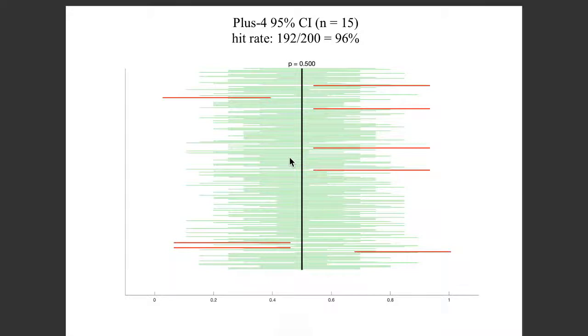That gives us an overall hit rate of 96%, which is a lot more like we would expect for a 95% confidence interval. Remember, we expect 95% on average of 95% confidence intervals to contain the true proportion. And here, in 200 tries, 96% of them did. So that sounds a lot more reasonable. These confidence intervals were computed using the +4 method, which is a slight modification to the large sample methods. And the +4 method is the preferred technique when your sample size is small.